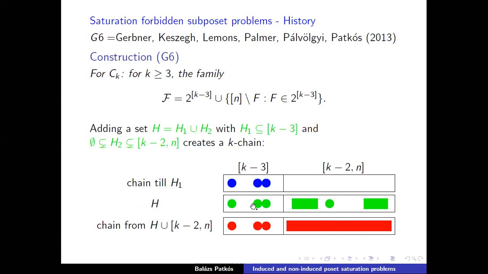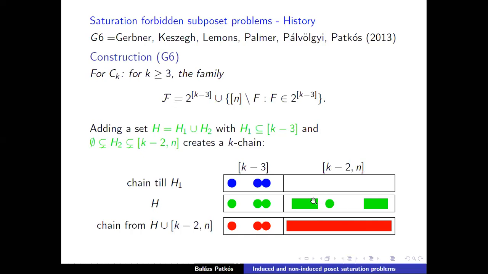The part here in the first part, among the first k minus 3 elements, and the rest. So what do we know about these two parts? Well, I don't know anything about the first part, but what I do know about the second part is that it's neither empty nor the whole interval. Why is that so? Because if it was empty or the whole interval, then it would actually be in the family, because all those sets are in F. So because this is a newly added set, it's neither empty nor the whole interval.